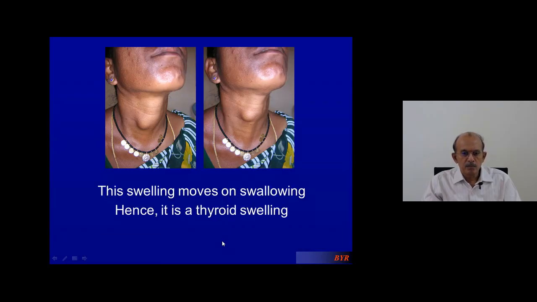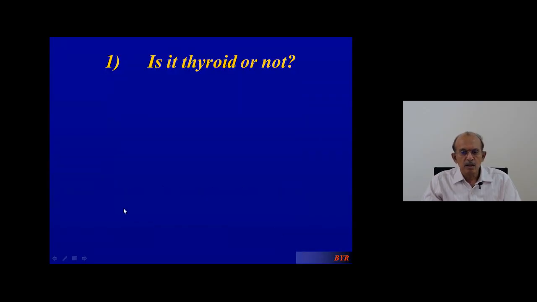So, this patient is having a nodule here, and the patient is asked to swallow. You can see the movement on swallowing. So, the swelling is moving upwards on swallowing. Hence, it is a thyroid swelling.